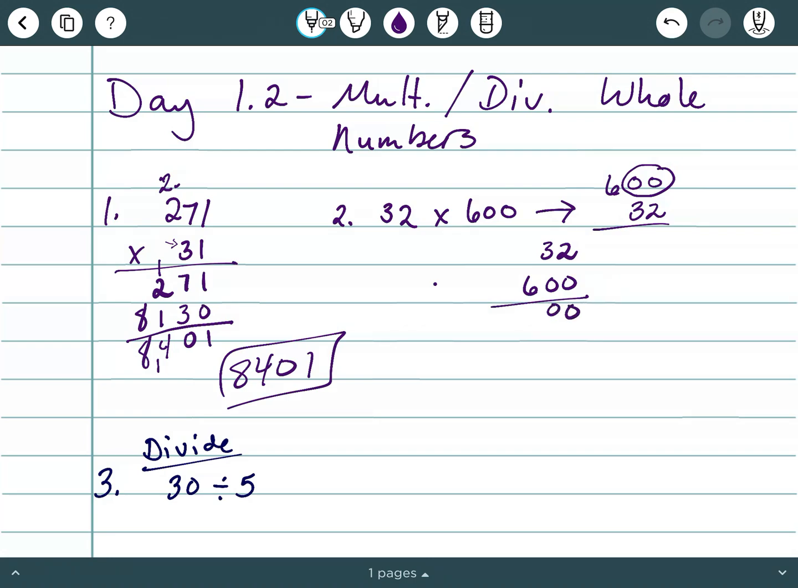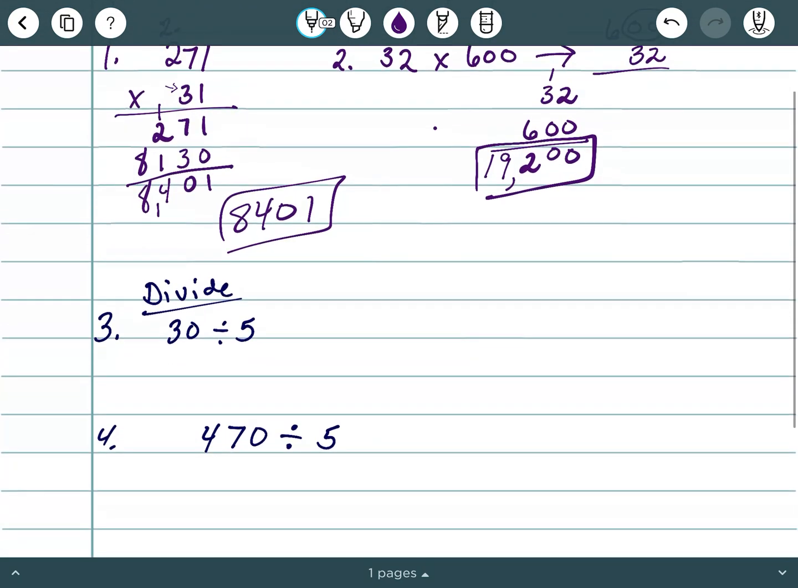So I'm just going to carry these two zeros down and use them as placeholders in the hundreds column. Now, 6 times 2 is 12, and 6 times 3 is 18, plus the extra 1 is 19. So 19,200 is our answer. And that way I don't have to have the extra rows for these zeros that don't really matter.